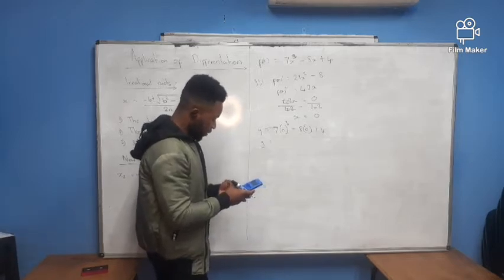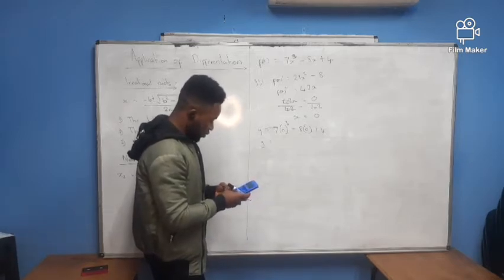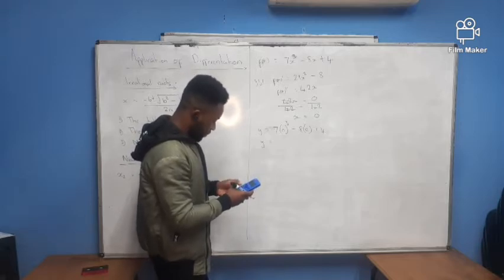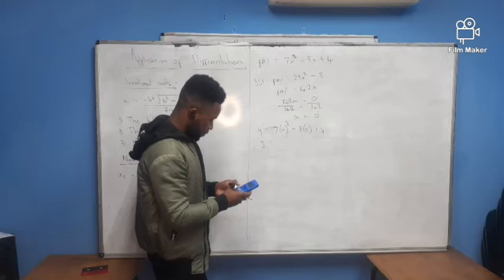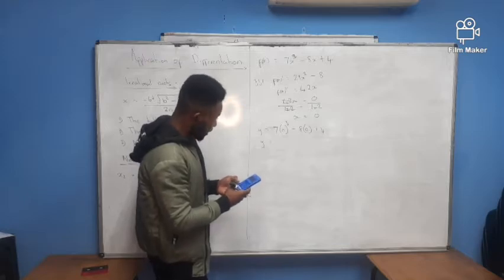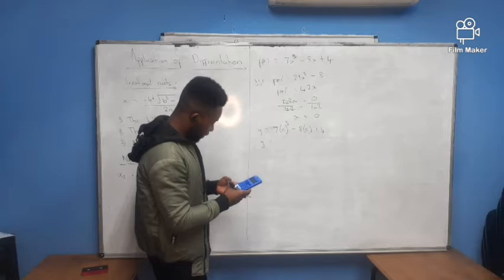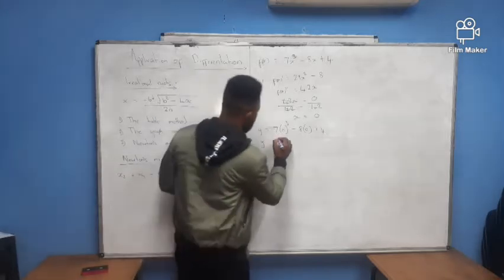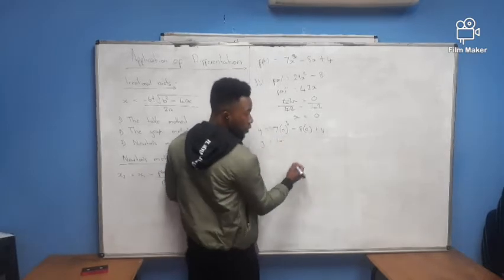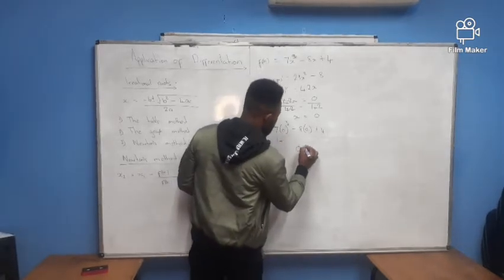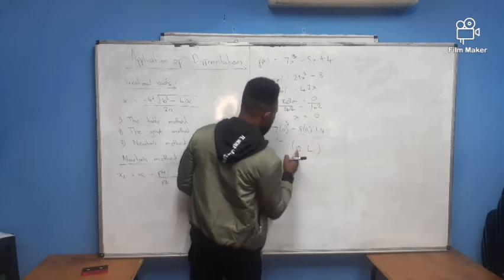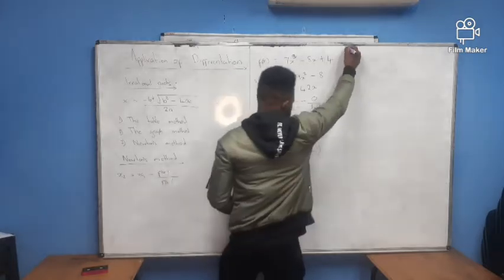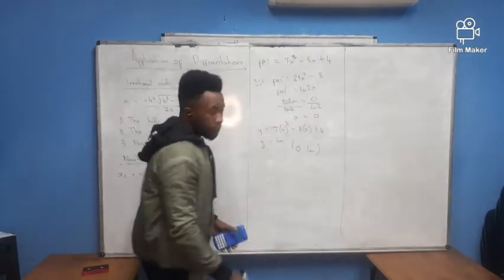So this is 7, I substitute 0 to the power 3, minus 8 times 0, plus 4, which gives me the value of 4. So now I have my turning point, which is 0 and 4, where the first is the value of x and the other one is the value of y, which means this is my 3.1.1.